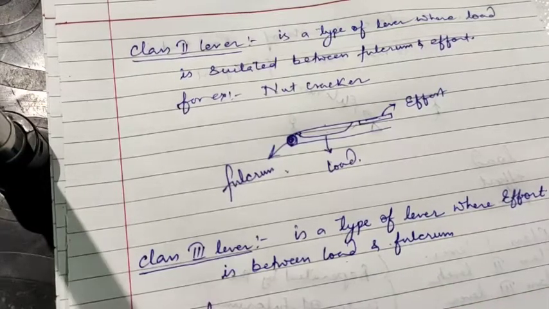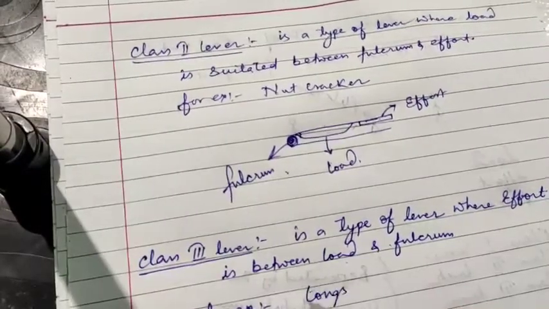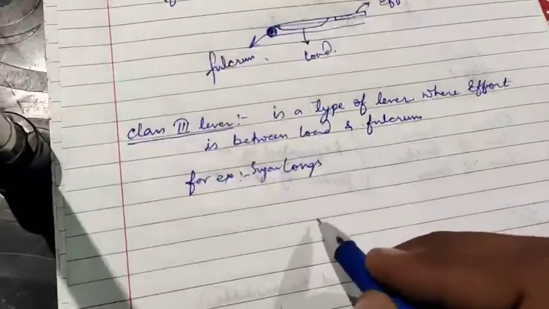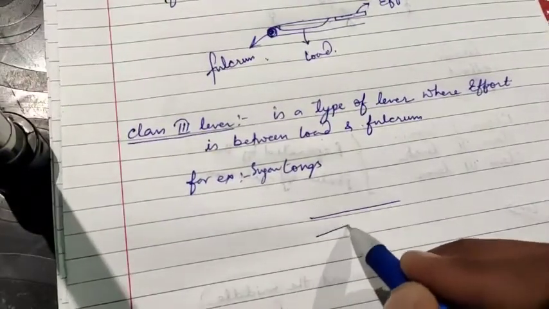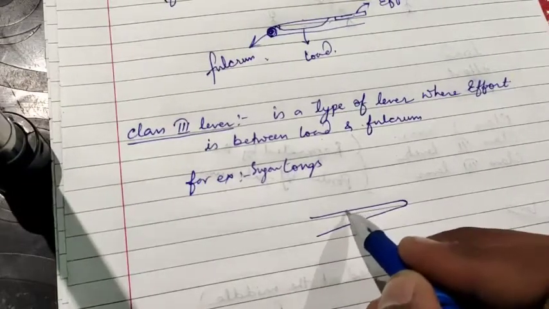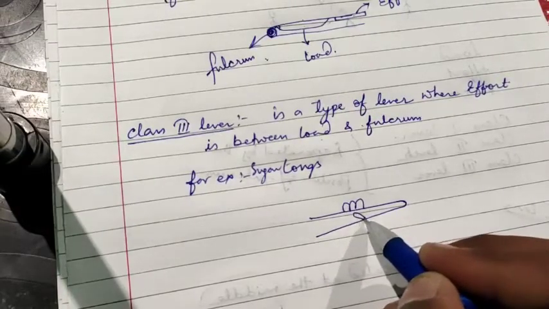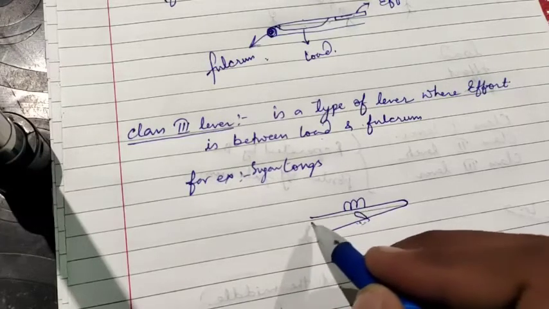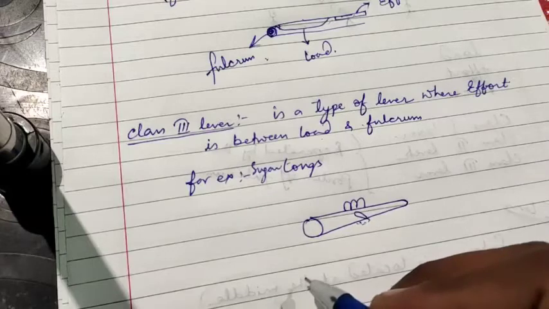For example, you can see a sugar tong, which is called chimta. How does it look? There is a handle like this. The tongs are like this. Here we apply effort. Here suppose we are holding sweets.